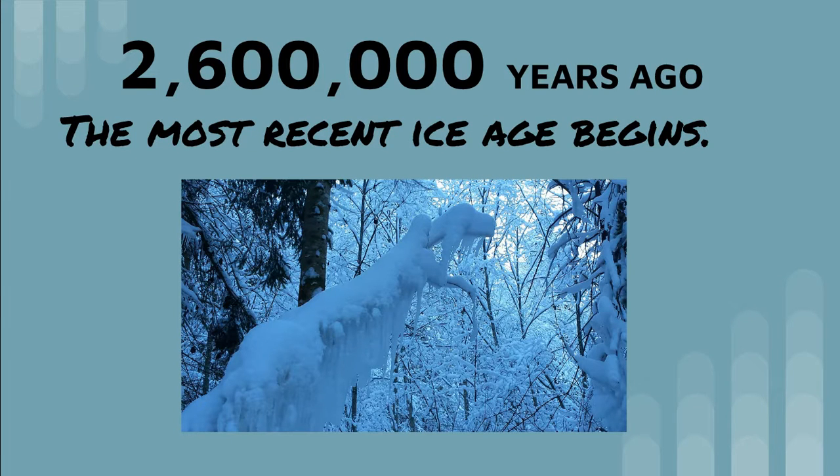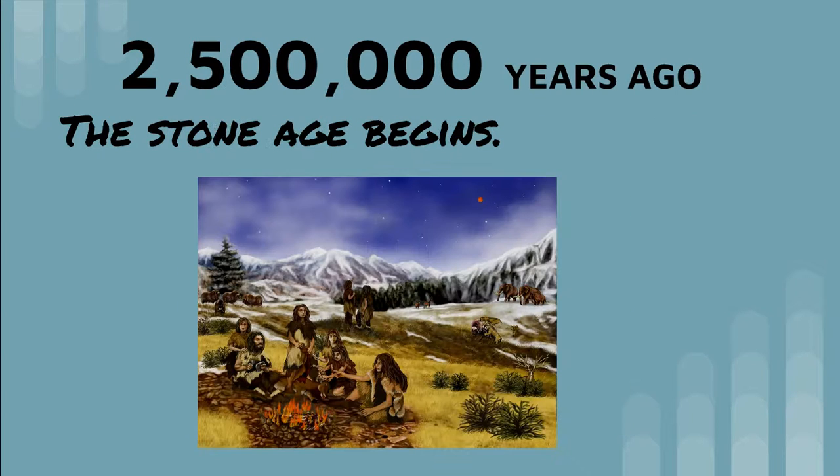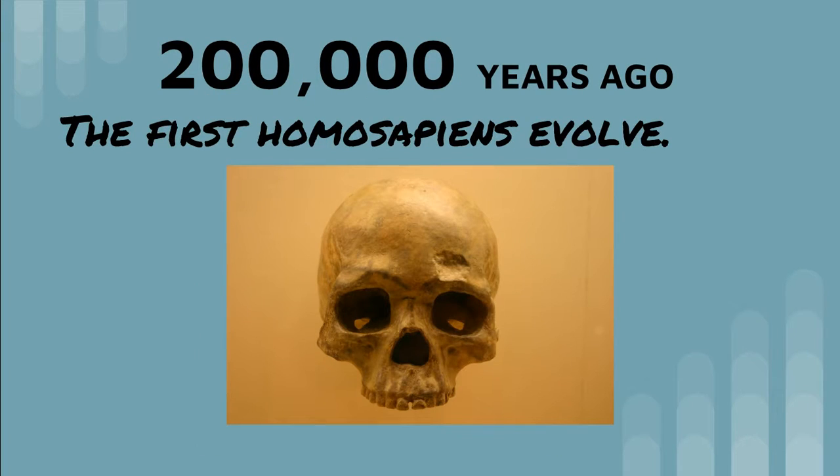2.6 million years ago, the most recent ice age begins. Around about the same time, so 2.5 million years ago, the Stone Age begins. 200,000 years ago, the very first Homo sapiens evolve.